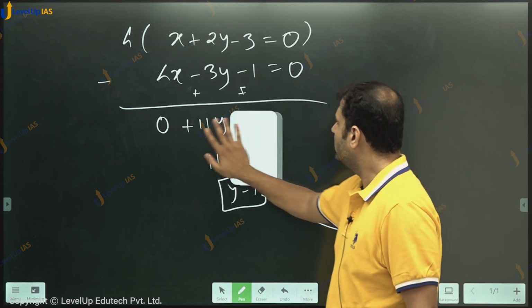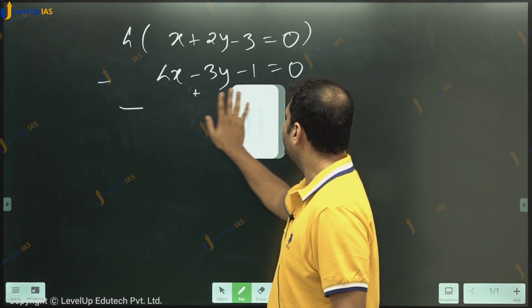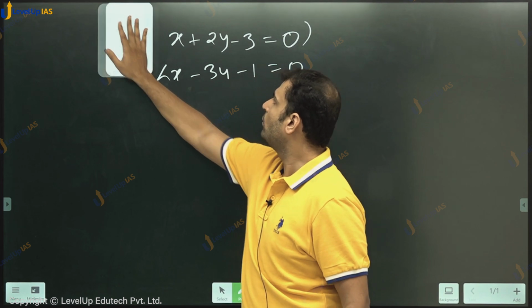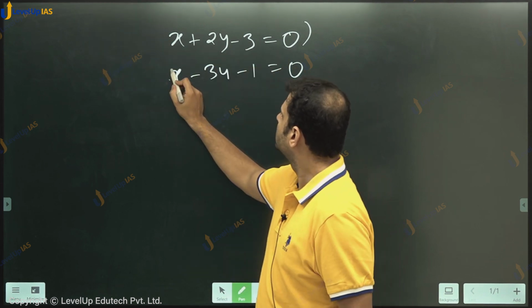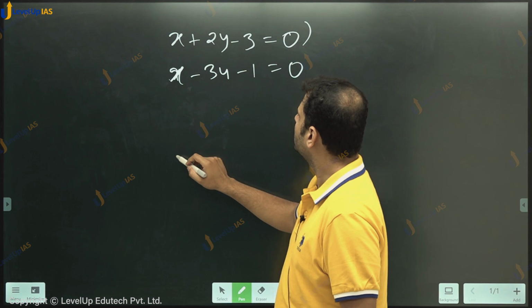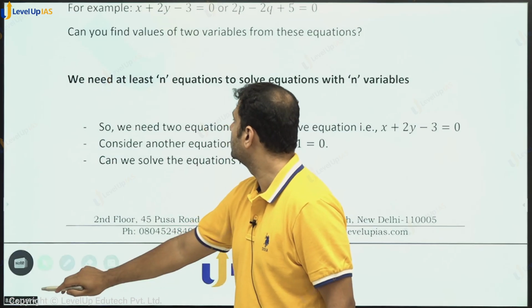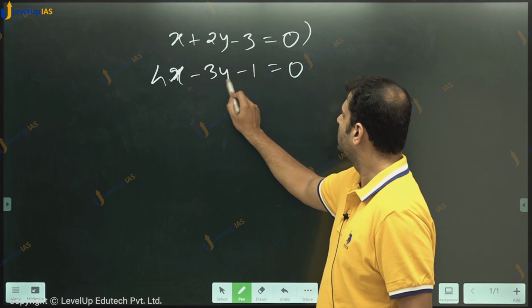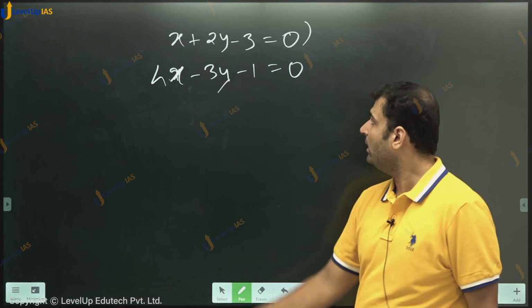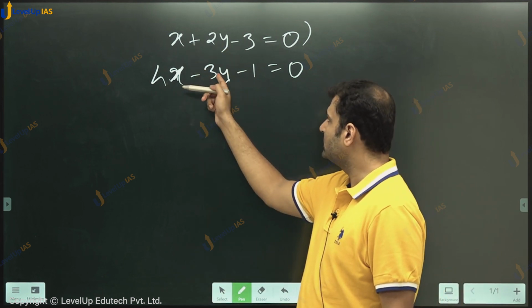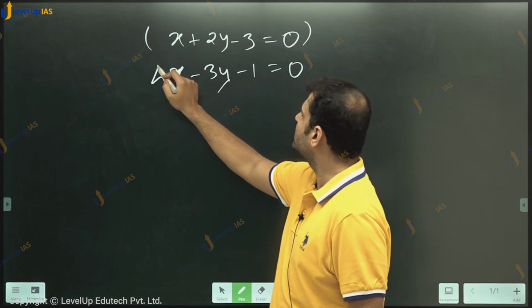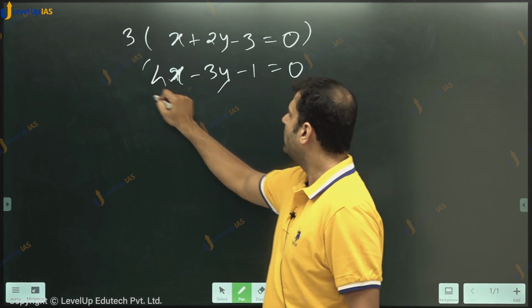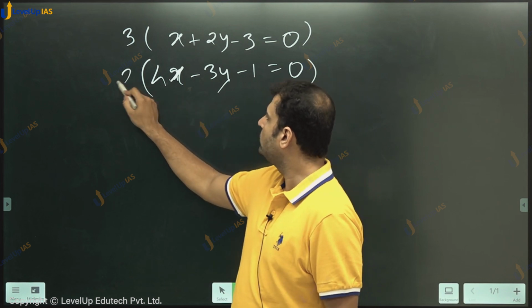Another way: here I eliminated x, I can also eliminate y. How do I eliminate y? The second equation had 4, right? So here if I want to eliminate y, here there is 2y, here there is minus 3y. So I'll multiply the first equation by 3 and the second equation by 2.